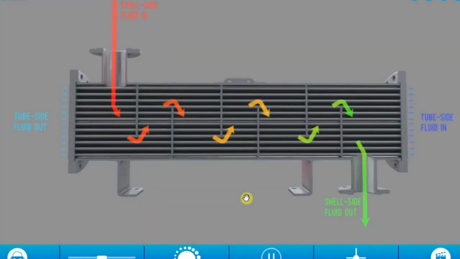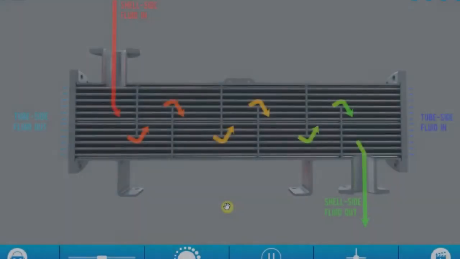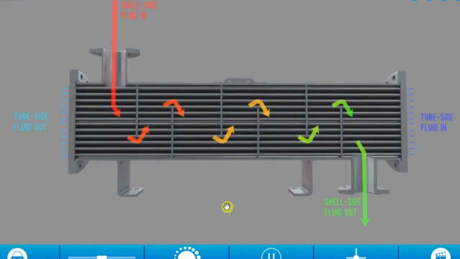If the shell side fluid came in on the right and exited on the left, then we'd have a parallel flow design because both the tube side fluid and the shell side fluid are flowing from right to left. If the shell side fluid came in at the top and was discharged straight out of the bottom, this would be a cross flow design because the fluids are flowing at a 90-degree angle relative to each other. So different flow designs depend on what you want to use the heat exchanger for.